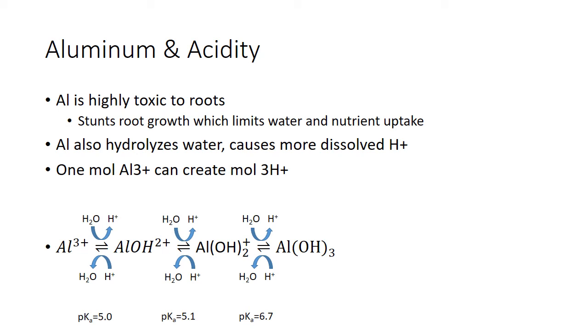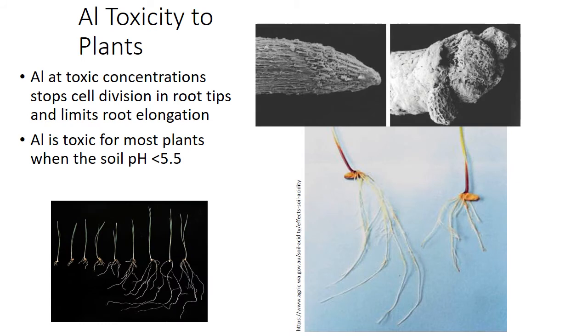So these 3 reactions, if we start at Al3+, can potentially produce 3 moles of acidity from 1 mole of aluminum. Now, going back to the point about aluminum being toxic to roots, if we have aluminum in too high of concentration, then we end up seeing a deformed root tip like you see on the top right compared to a healthy root tip on the left.